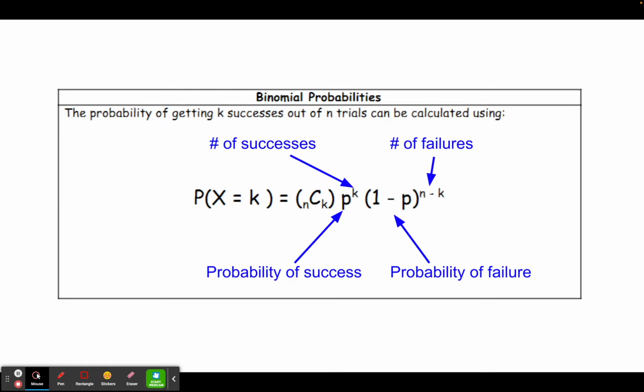Now, the combination out in front is just telling us how many different arrangements we could have of successes and failures. So when we did the free throw example at the beginning, we were able to count those because there was a small number. But sometimes we have a large number of those, and rather than spending our time counting them, we just use combinations to help us figure those out.